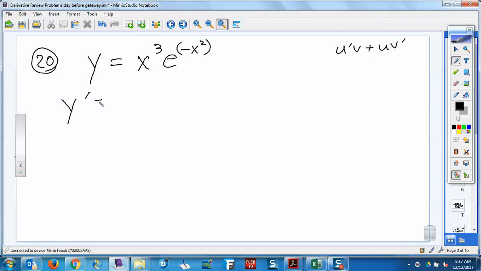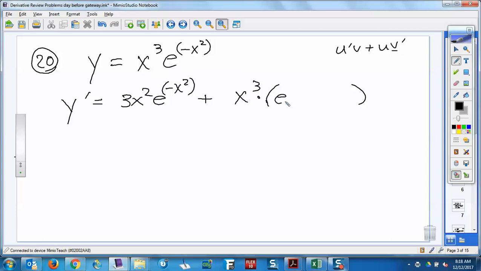So we're going to do 3x squared. We're going to leave e to the negative x squared alone. Plus, we're going to leave x cubed alone. And now we're going to do the v prime. And the v prime is kind of the messy part, right? So what do we got here? I could put parentheses. There's not going to be any plus there, so I don't really need parentheses. There won't be any plus signs there. That's when the parentheses are really important.